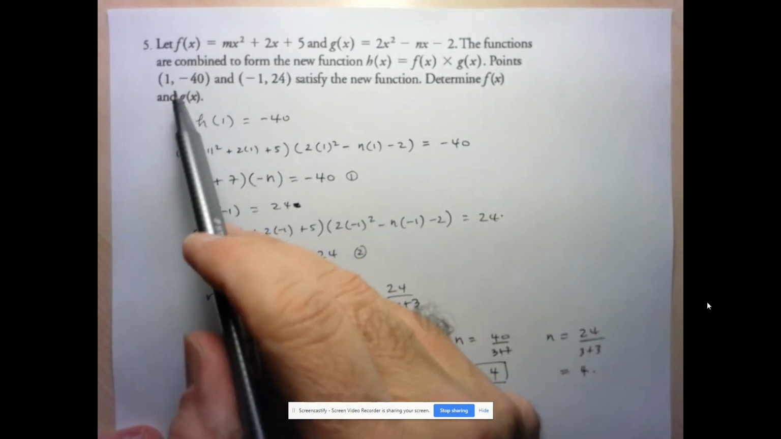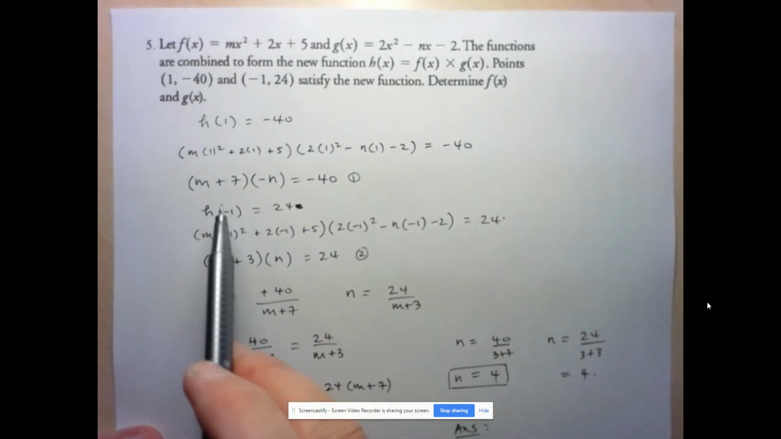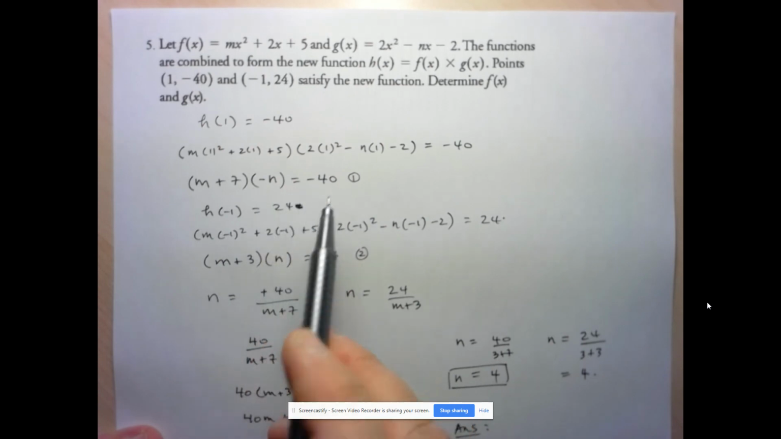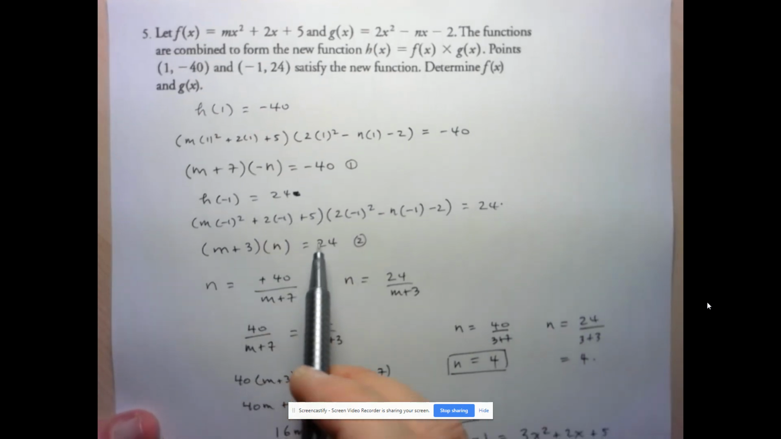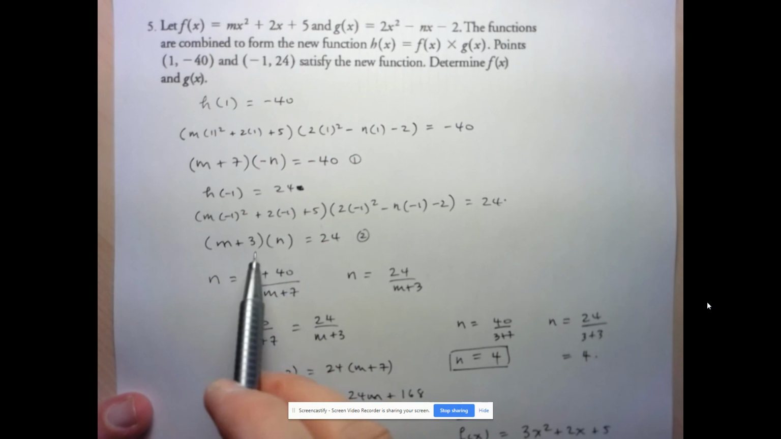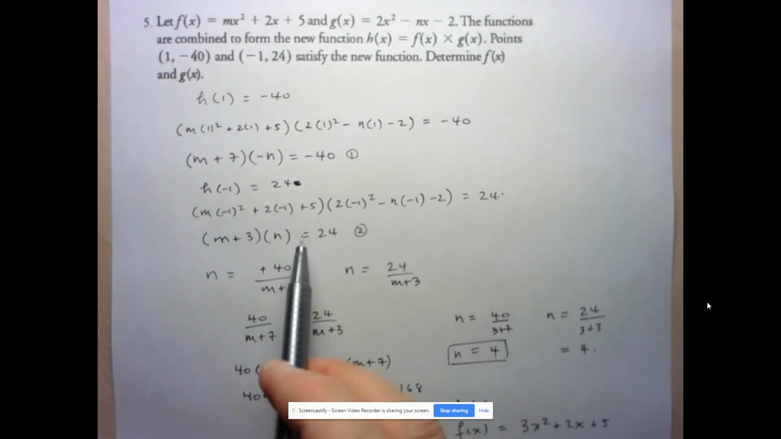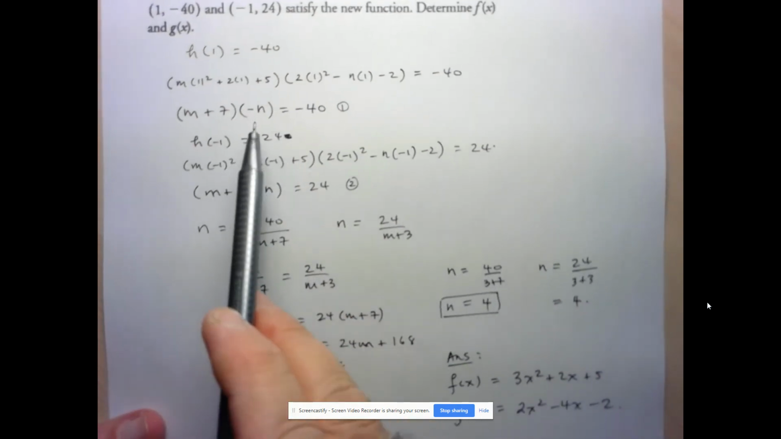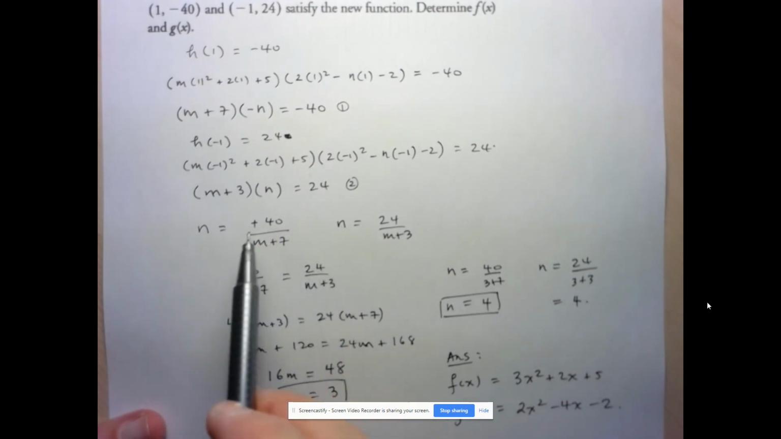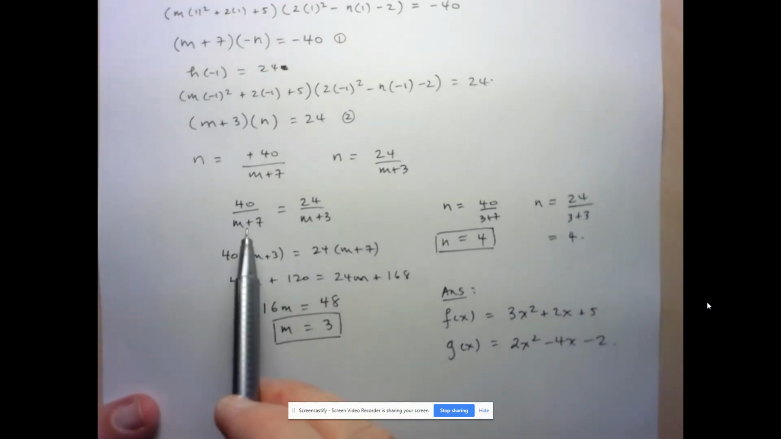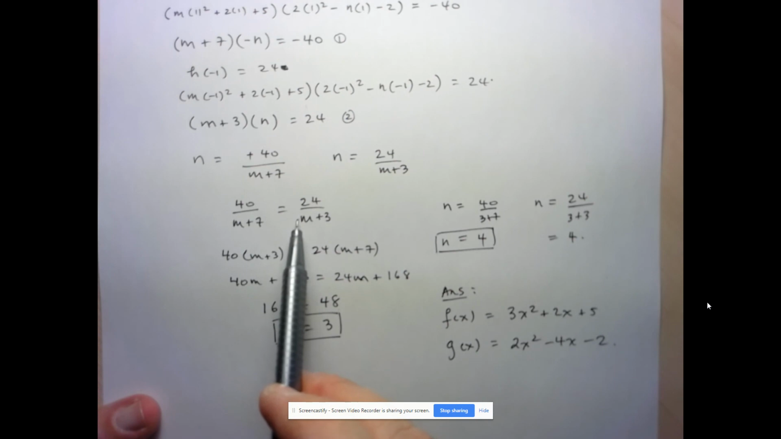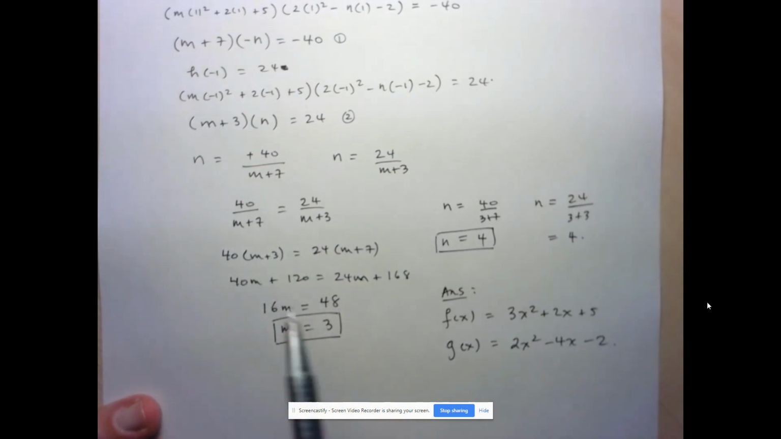So I just inputted my x and y values, and I was able to create two equations in m and n. They happen not to be two linear equations, but I was still able to use substitution. So in each equation, I isolated the same variable, and then I just equated them, creating my equation, in this case here, with only the variable m. All right, so that's it for this one.